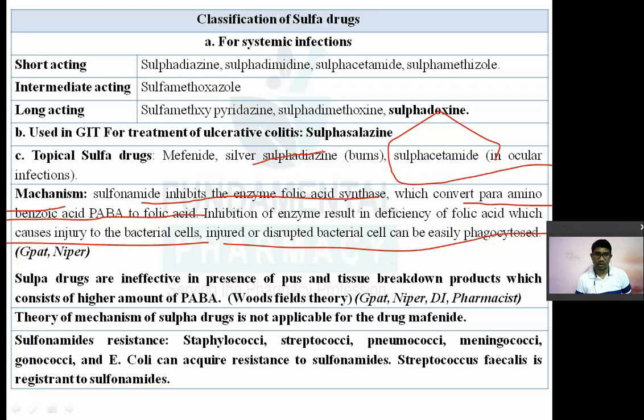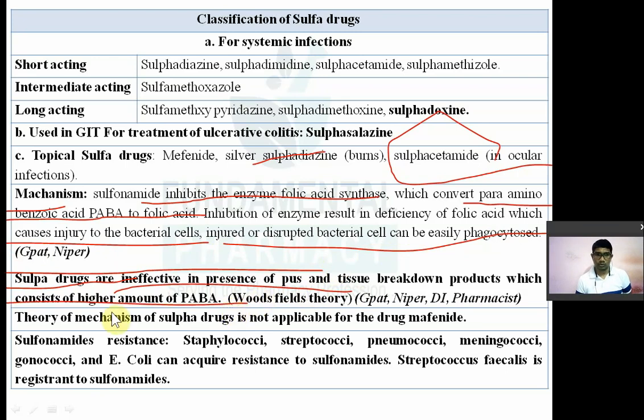Now sulfur drugs are ineffective in case of pus. The reason क्या होता है देखो, they are ineffective in case of pus. Pus मतलब आपको अगर जख्म हो गया तो उसमें जो white fluid जमा होता है बाद में, उसको pus बोलते हैं. So sulfonamides are ineffective in case of pus and tissue breakdown products, because pus has a high amount of PABA.